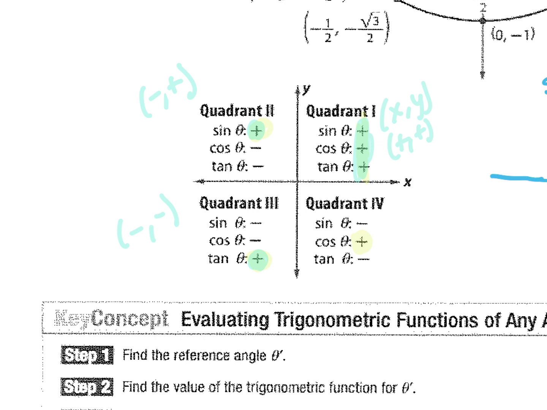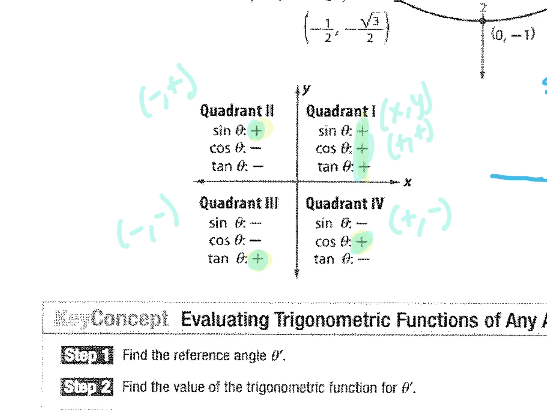And then lastly, in quadrant 4, we know that our x value is positive and our y value is negative. And so that tells us that our cosine value has to be positive in quadrant 4. But our sine value, which is our y, is negative, and that means our tangent would be also.